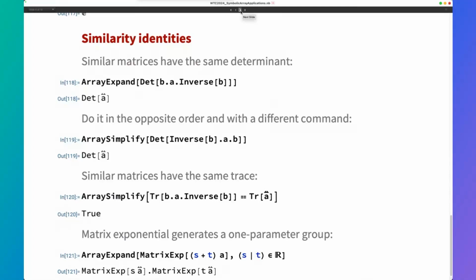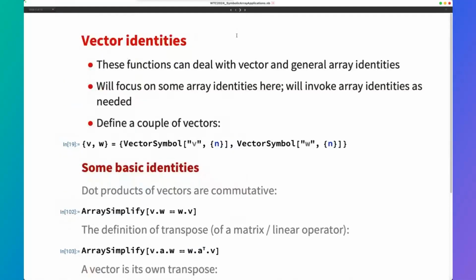So that's some matrix identities. Now these are called ArraySimplify and ArrayExpand, so they can deal with vectors and they can deal with arrays. Interesting array identities tend to be relatively complicated, so I'm just going to show those as needed. But let's do some vector identities. So I'm going to define a couple of vectors.